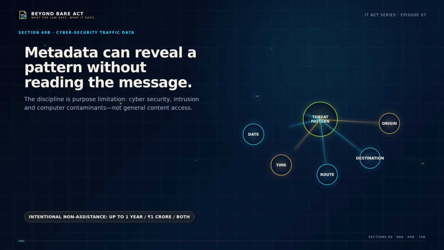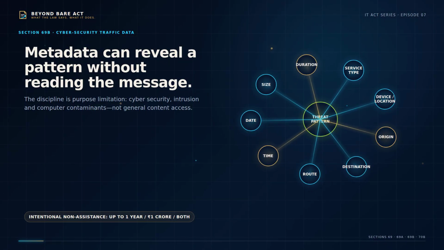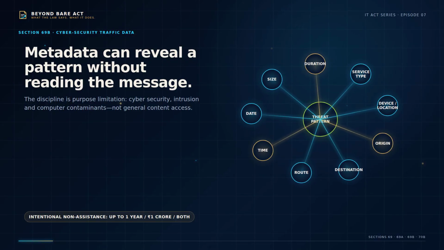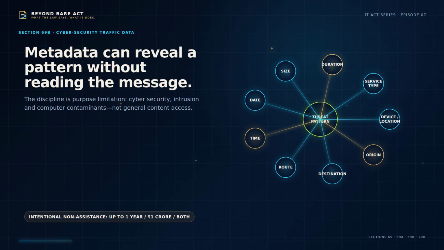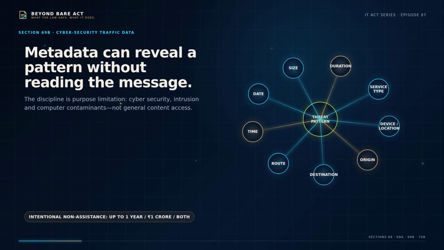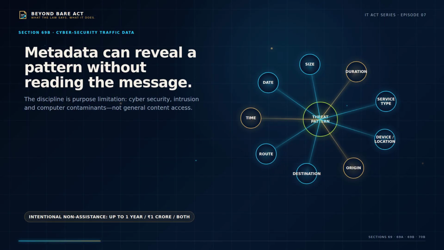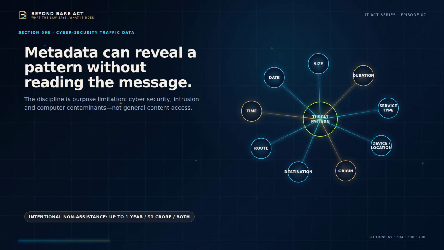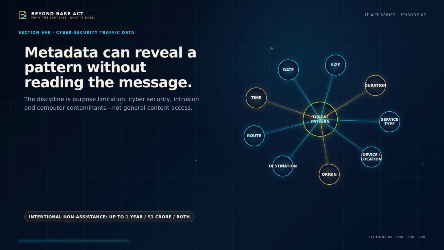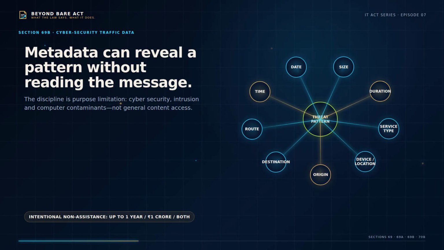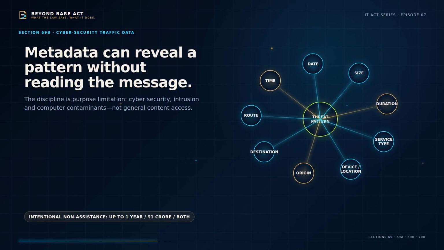Section 69B changes both the object and the purpose. The central government may, by Gazette notification, authorise a government agency to monitor and collect traffic data or information. The purpose is defined: enhancing cybersecurity and identifying, analysing or preventing intrusion or the spread of a computer contaminant. Traffic data can include origin, destination, route, time, date, size, duration, service type, and information identifying a person, system, network or location connected with a communication. It is often called metadata.